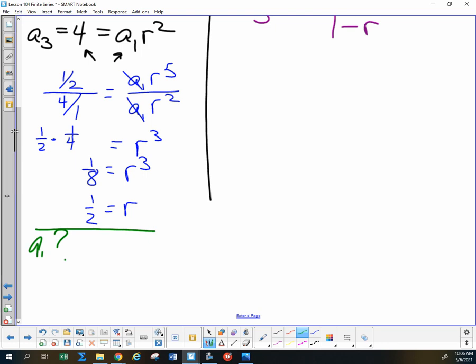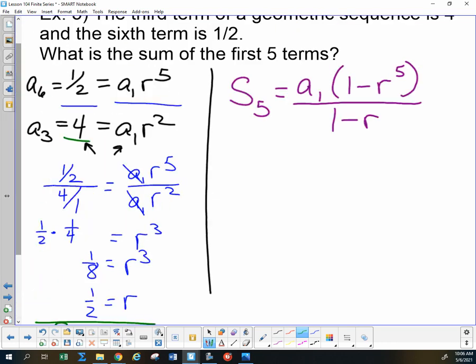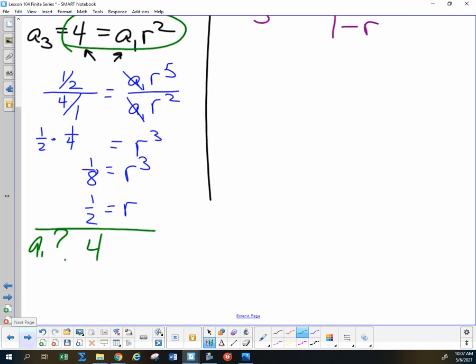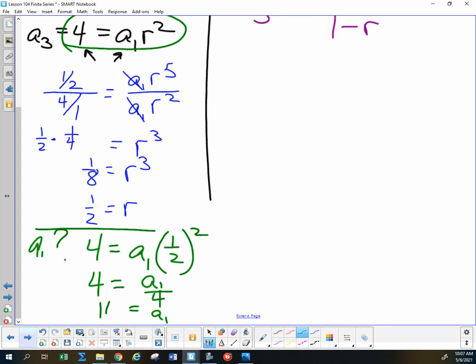So I am going to go back to one of my equations. I'm going to go back to a1r squared equals 4, so I don't have a fraction of 1/2 in there. And I've got a smaller exponent on the r. That one just looks easier to me. So if 4 is a1r squared, and r is 1/2, I am looking at 4 is a1 times 1/4, or a1 over 4. So what does a1 have to be? Elijah? It needs to be 16.